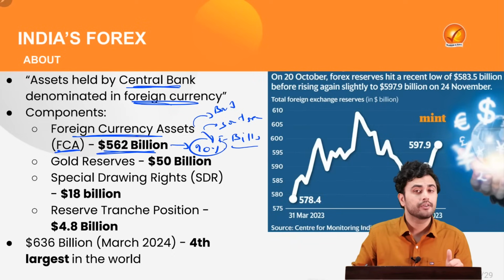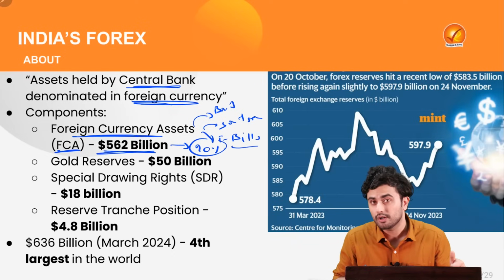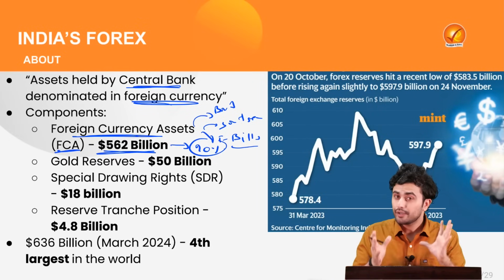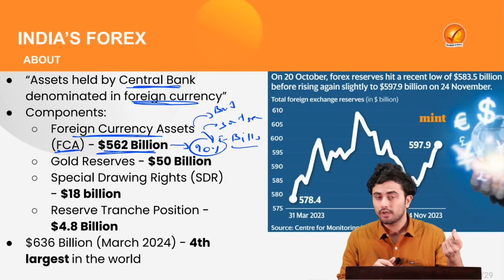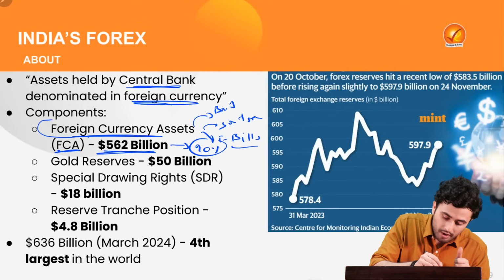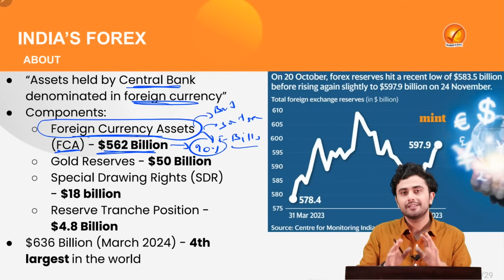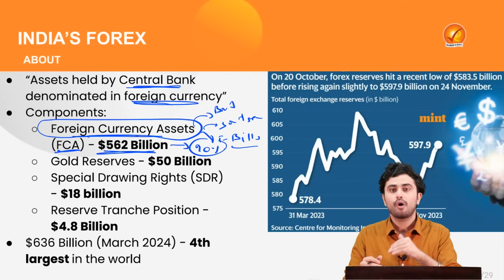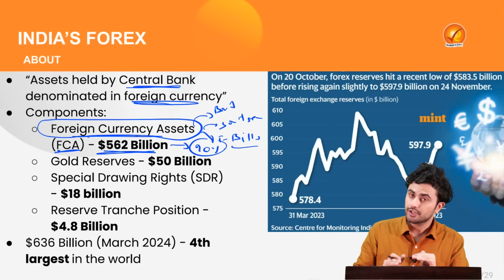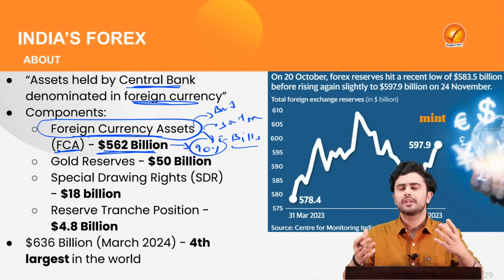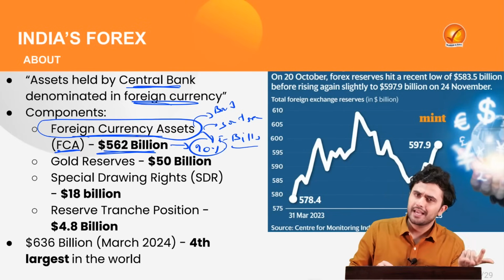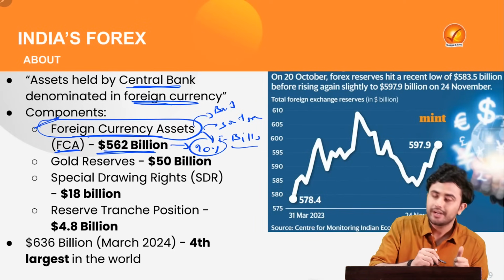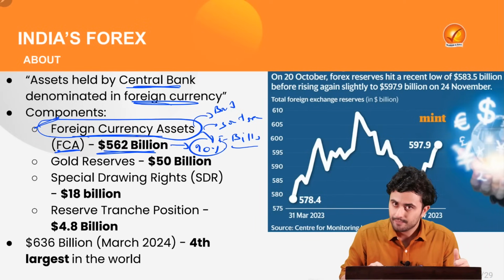Now, these foreign currency assets form the largest share of India's forex, up to 90% of it, and it amounts to $562 billion. As the majority of it is denominated in dollars, we calculate this foreign currency in terms of dollars. But keep in mind that the effect of appreciation and depreciation of non-US units such as euro, yen, pound will also be considered when we are calculating the foreign currency assets.